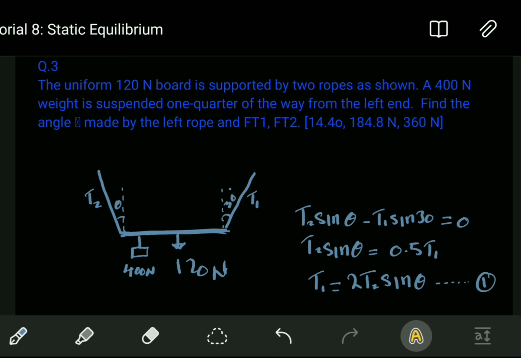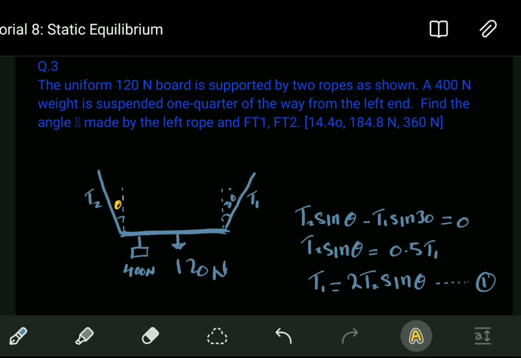So question 3 here, we have a board which is suspended by 2 ropes as shown in the figure. We want to find the angle theta, this angle here, which is made by the left rope. We also have to find T1, the tension on the right, as well as the tension T2 on the left.